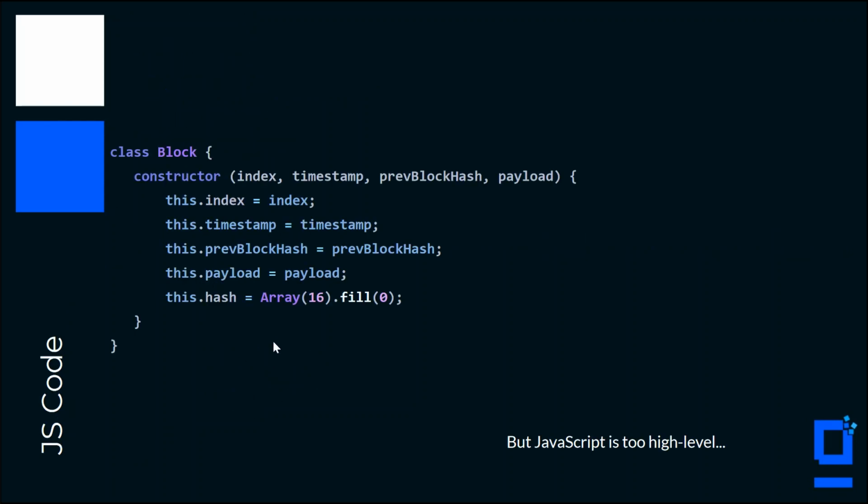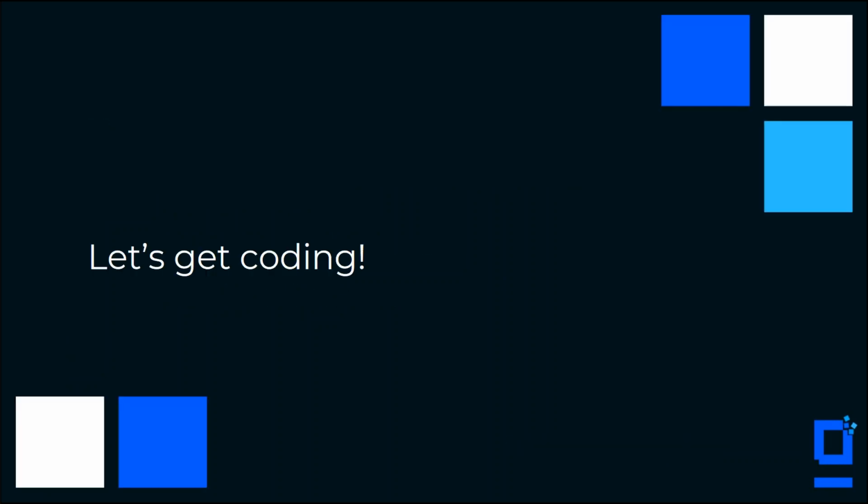And then here's my JavaScript code example. It's the shortest, but JavaScript is super high level. You'd have to either run it in a browser or on Node.js, and that's just messy, and I wanted to use Rust, so we're not using JavaScript for this project. Okay, so let's get coding.